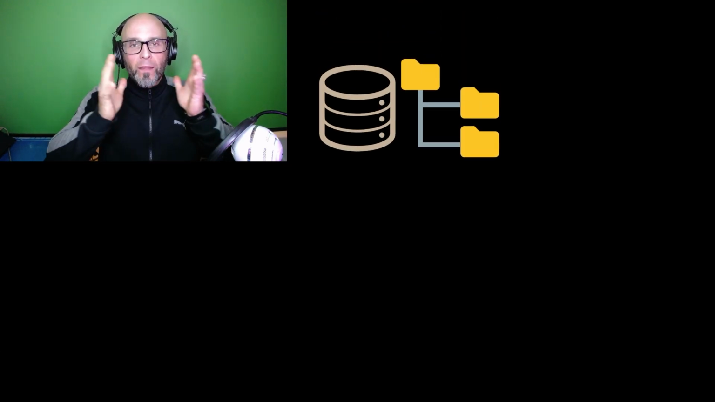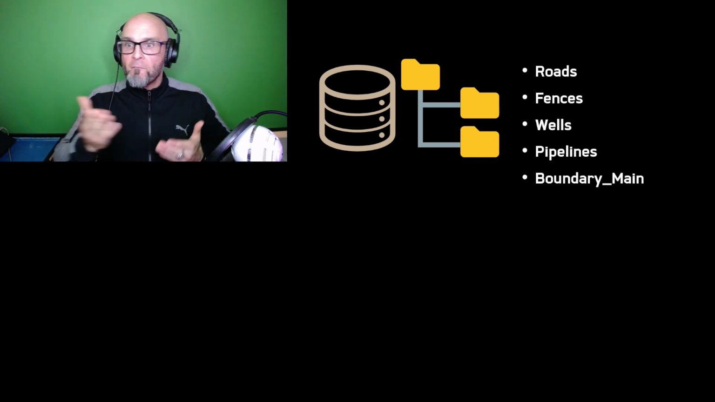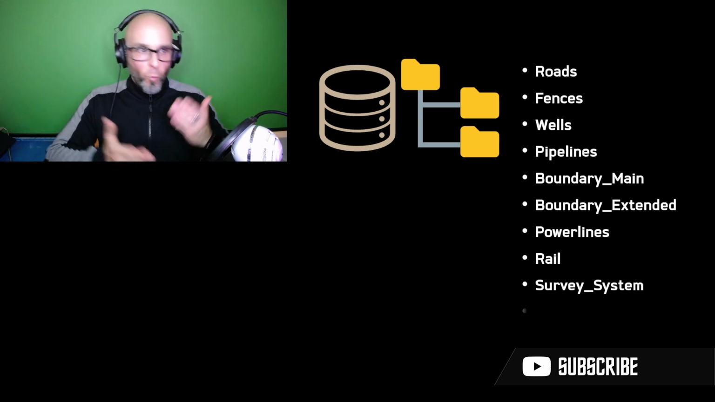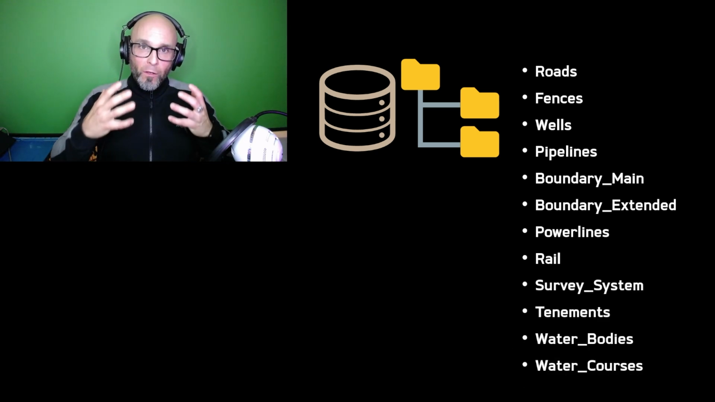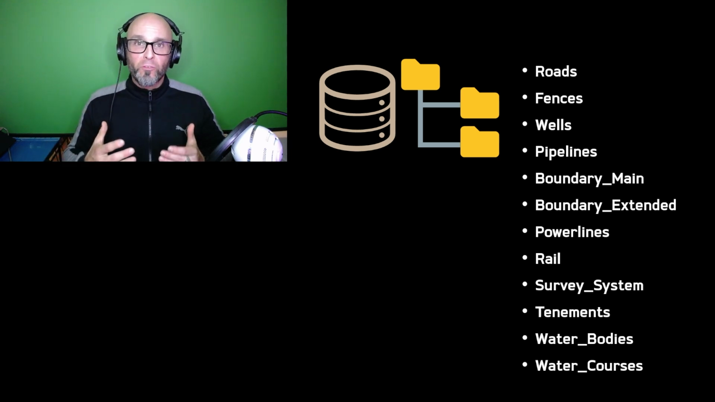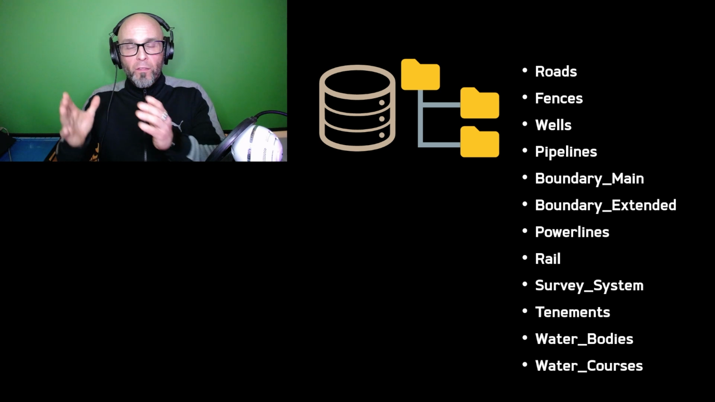We start off by doing something that may sound a little obvious, but we name things exactly what they are in the GIS context. Roads are roads, fences are fences, wells are wells, pipelines are pipelines. All of these things within our GIS system, within our folder system, have very specific names for exactly what they are.